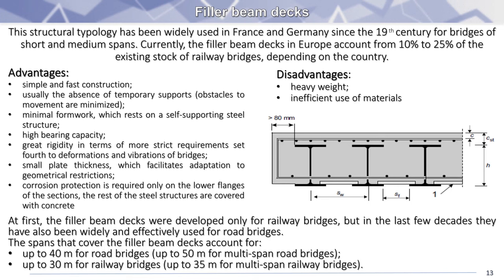This structural typology has been widely used in France and Germany since the 19th century for bridges of short and medium spans. Currently, spans that cover the filler beam decks account for from 40 meter up to 50 meter for road bridges, from 30 meter up to 35 meter for railway bridges. Despite disadvantages, the filler beam decks in Europe account from 10 to 25% of the existing stock of railway bridges, depending on the country.